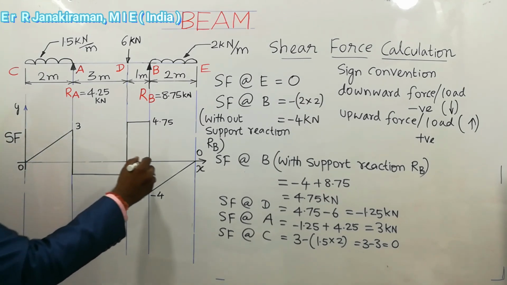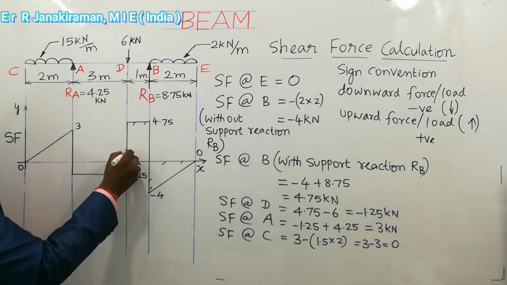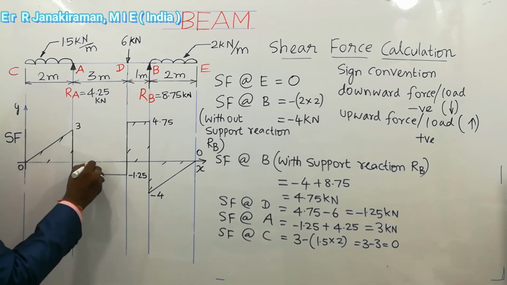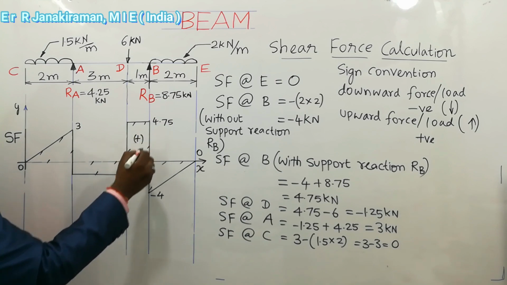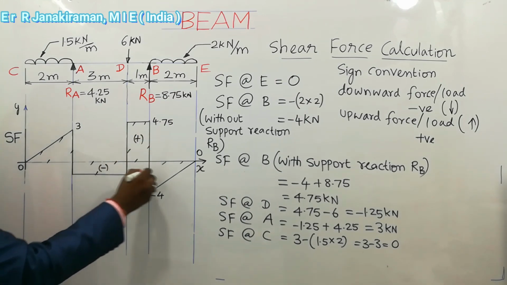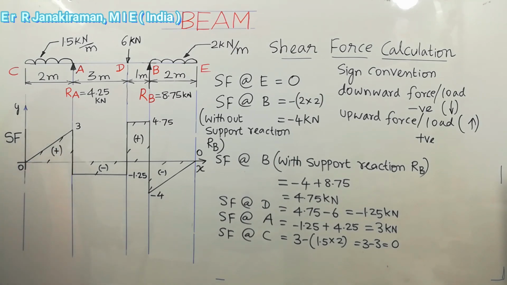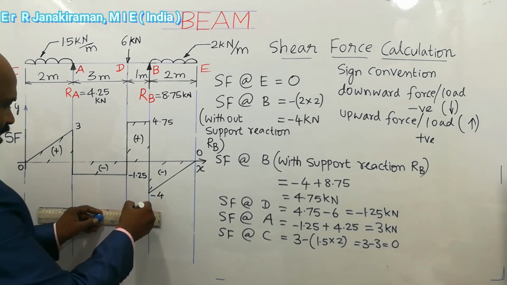Understand? Then shade it lightly using section lines like this to indicate the area of the shear force diagram, SFD. Above this horizontal line we put positive, below is negative. These are all negative. This is positive. So this type of diagram is called a shear force diagram, shortly written as SFD.